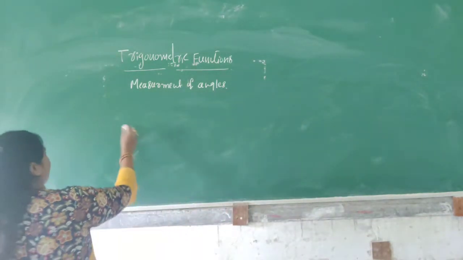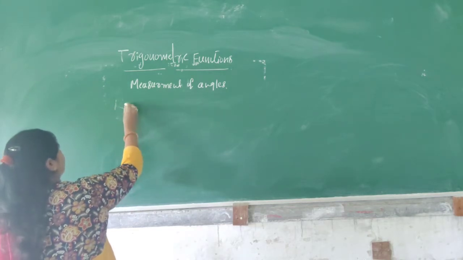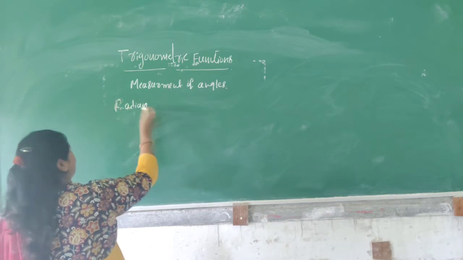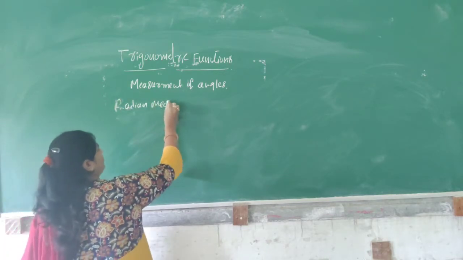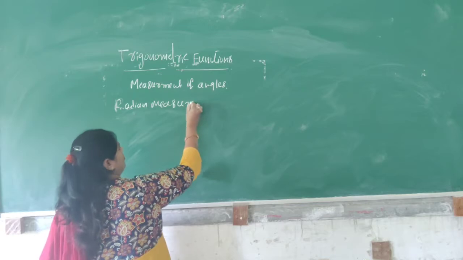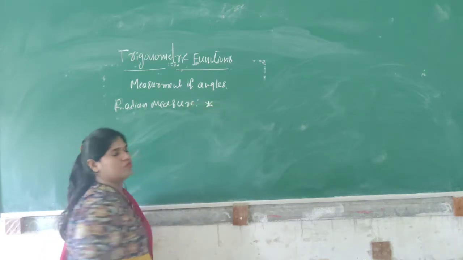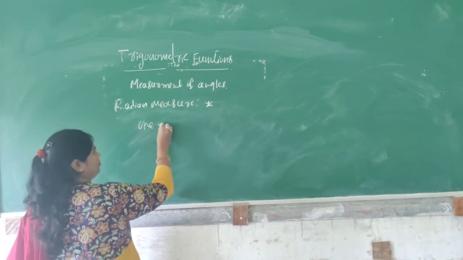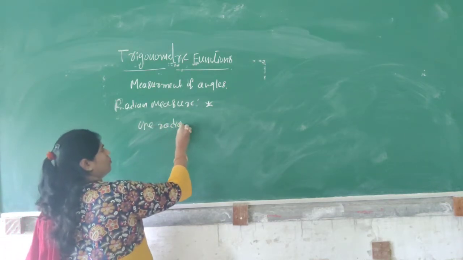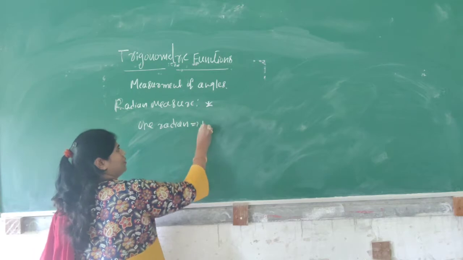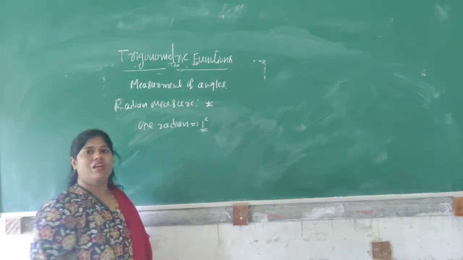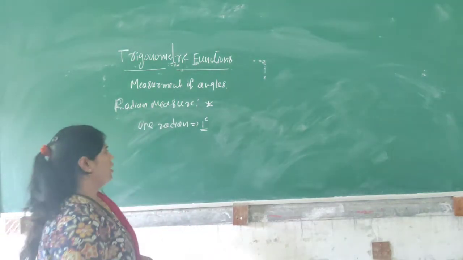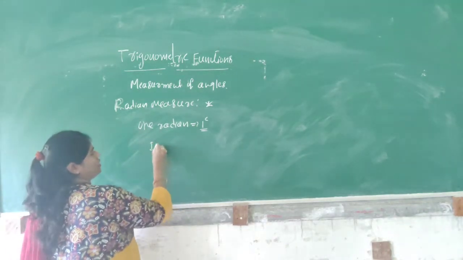Next one is radian measure. Radian measure. Very important. This one is very important. Under this, 1 radian. We will write the definition first. Okay, 1 radian, it is an angle.